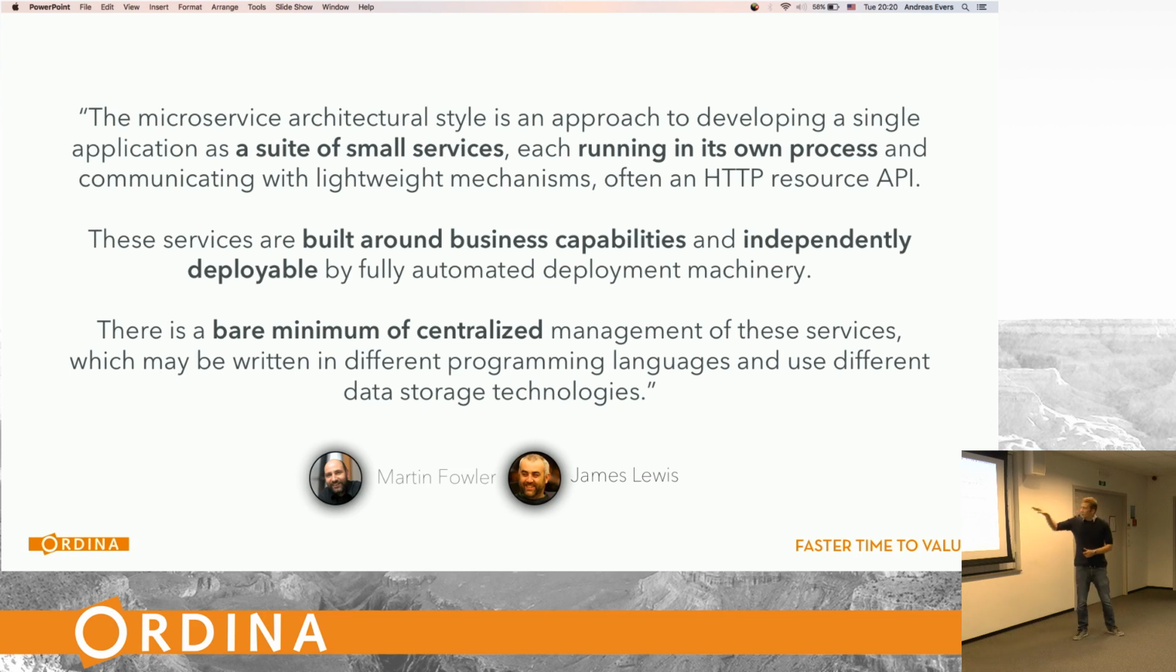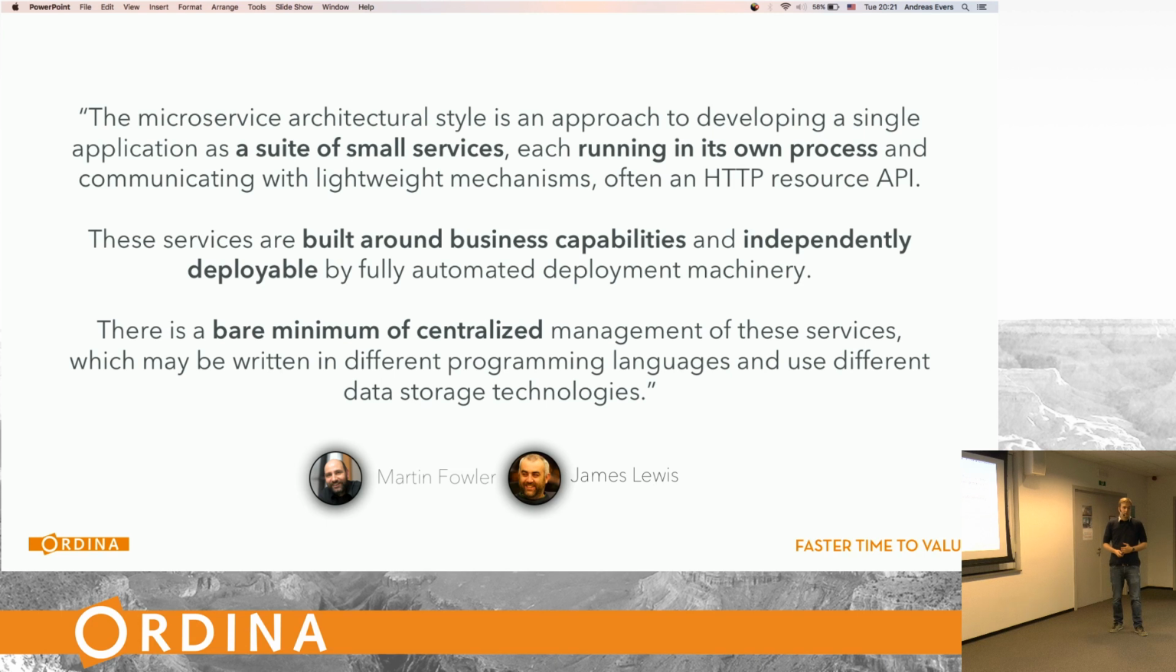They are built around business capabilities. So I've talked about event storming, a way to get to business capabilities or bounded contexts. They are independently deployable. So obviously, if they are running in their own process, you should be able to independently deploy them. And they are fully automated in the CI/CD chain. That's an important part. Full automation, which leads to DevOps.